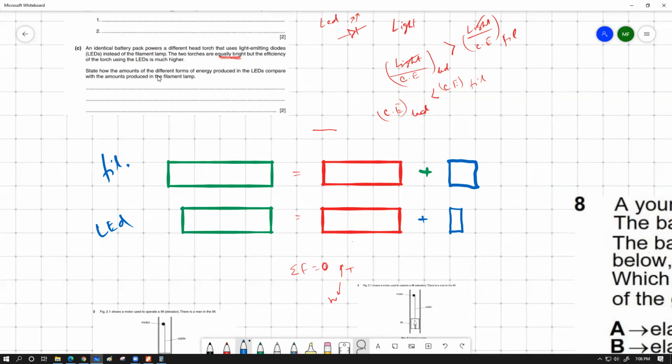LED produces less heat energy than the filament lamp. Yes sir. Or we could have written filament lamp produces more heat energy than LED lamp. Both are okay. But you don't need to write both, write two sentences: the light energy is equal for both, and the filament produces more heat energy.